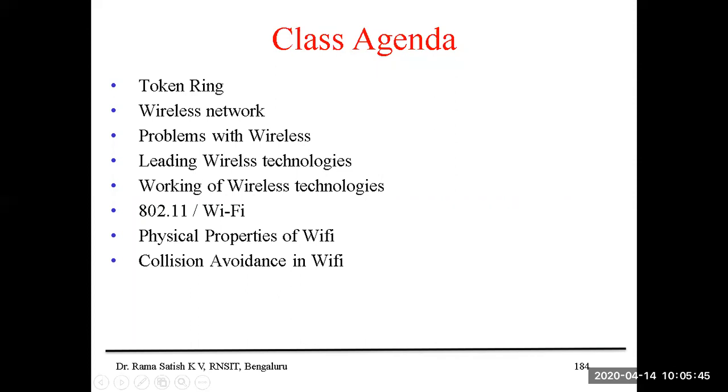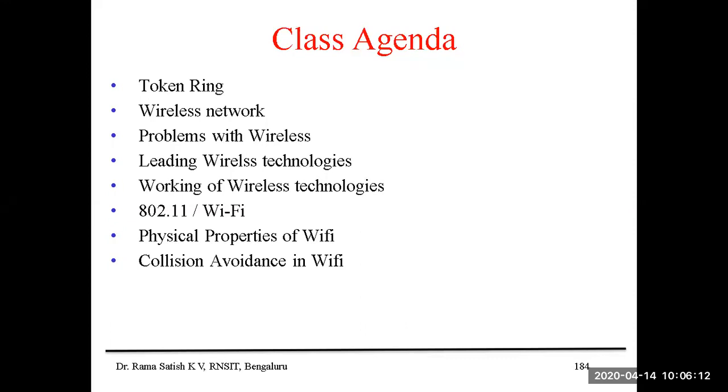Leading wireless technologies, working of wireless technology, Wi-Fi 802.11, we call it, as there is a number given for each communication technology by IEEE, that is 802.11. Physical properties of Wi-Fi and collision avoidance in Wi-Fi. So that is what we are having.